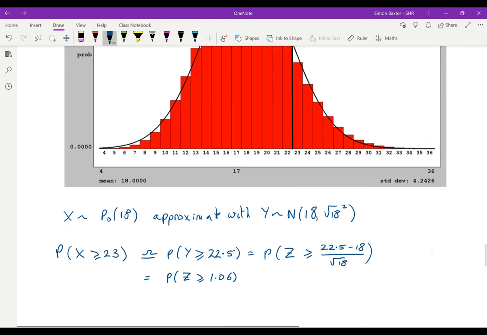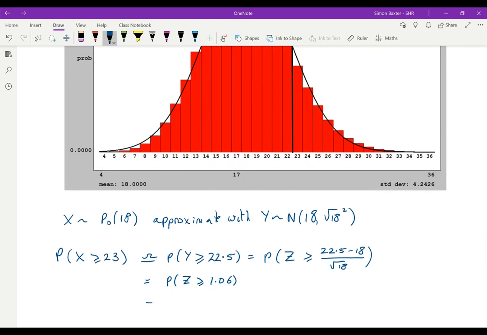If we look that up in the tables, it gives us the area up to 1.06. That's 1 minus 0.8554, which is 0.1446. We give 4 decimal places because we have used the tables.